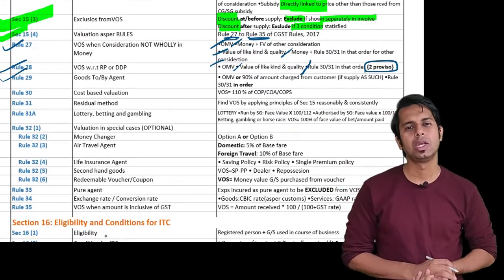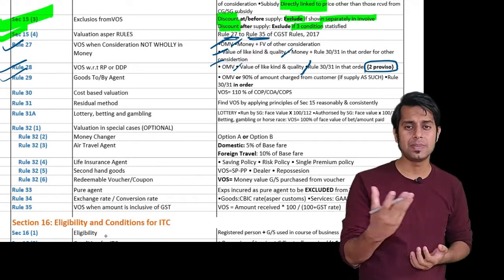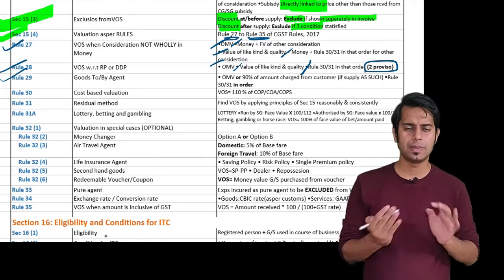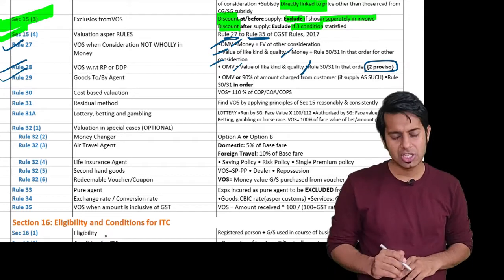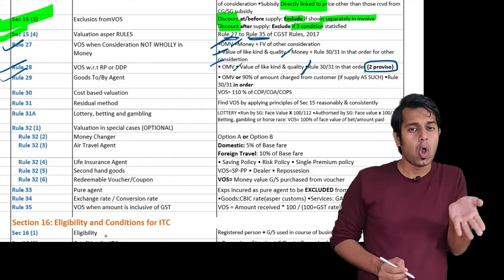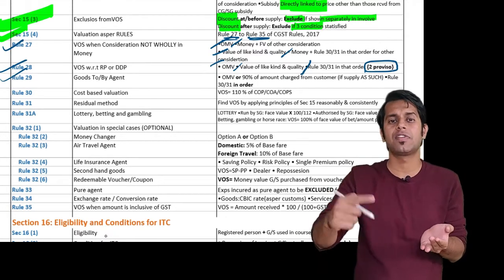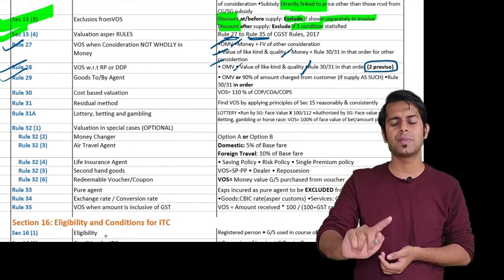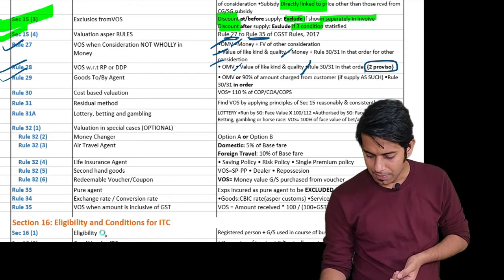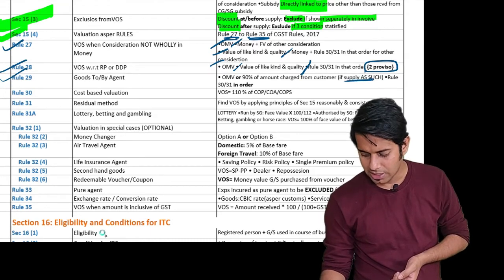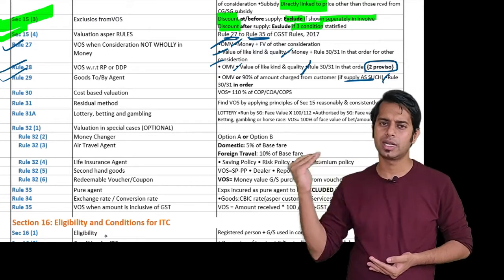Then rule number 29. Rule number 29 deals with the supply made by principal to agent or by agent to principal or vice versa. Supply made to or by agent. In such case, value of supply will be open market value, or at the option of supplier, 90% of the amount charged by the agent from his customer who is not a related person, provided the goods should be supplied as such. Or if that is not available, then rule 30-31 in that order.